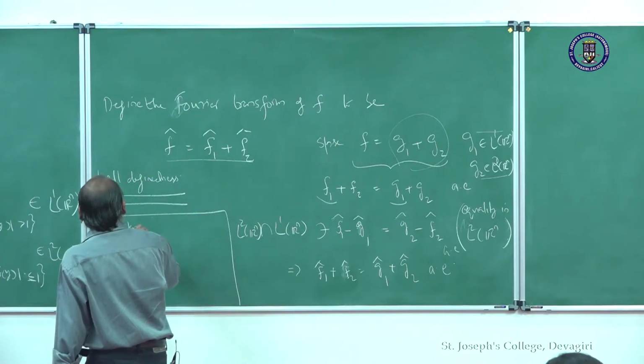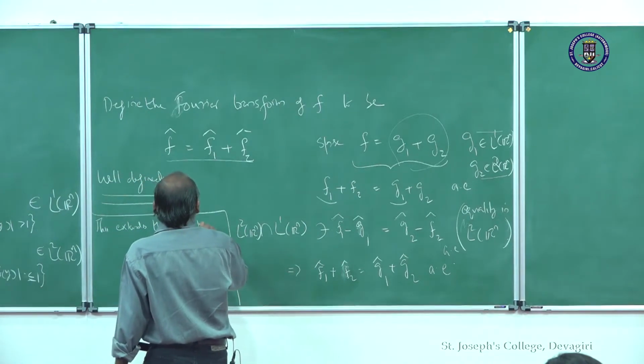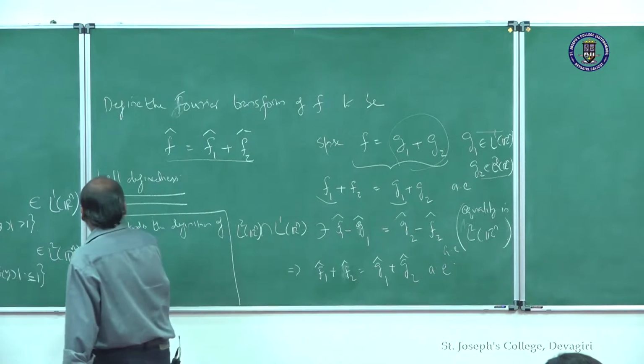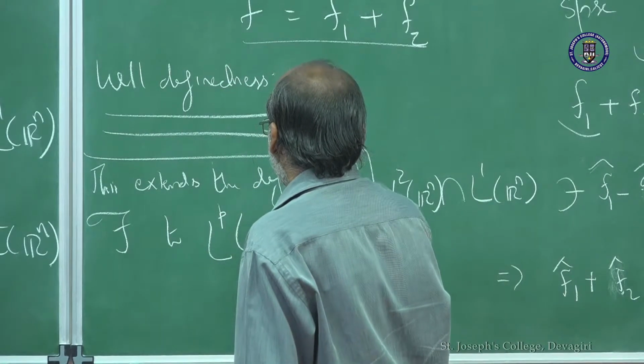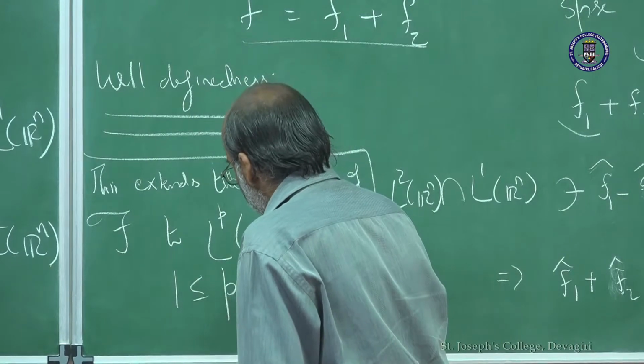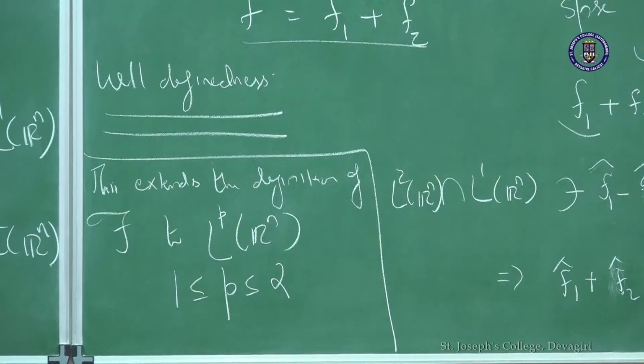So, this extends the definition of Fourier transform to LP functions, LP of Rn for 1 less than p less than or equal to 2. 1 and 2 we already know, now we have extended to in between, right, for all p between 1 and 2. Okay.